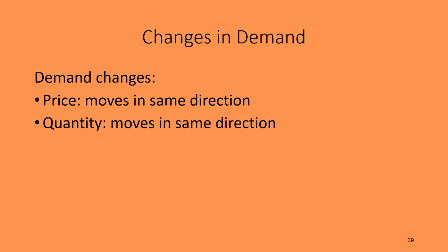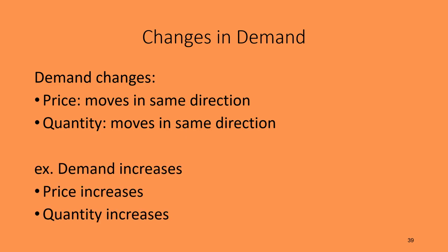So let's talk a little bit about how these curves shift once we're in market equilibrium and what that does to the equilibrium price and quantity of these goods. So when demand changes, both price and quantity move in the same direction as demand. And what I mean by that, as an example, if demand increases, both price and quantity will increase with it. If demand were to decrease, both price and quantity would decrease with it. And that should make sense intuitively.